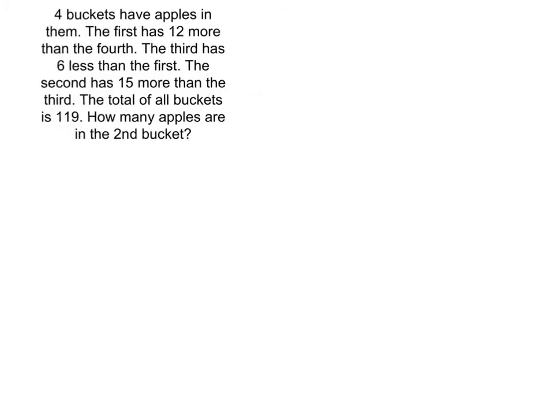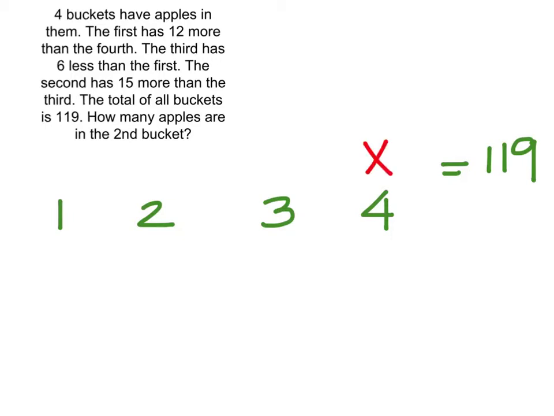The solution for this, we have 4 buckets. And if you add all 4 buckets together, you get 119. The first has 12 more than the fourth. So we're going to make the fourth one X, and then for the first one, if it has 12 more than the fourth, what do we put in for the first one? X plus 12 is right.